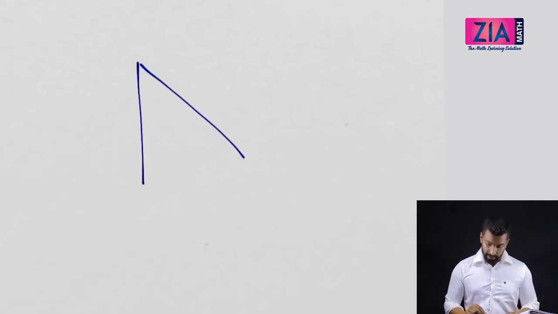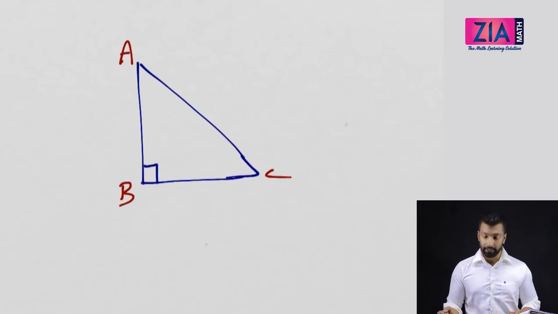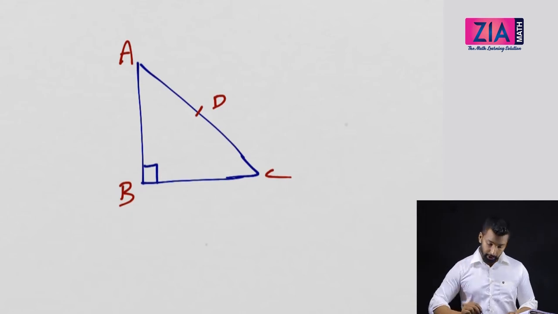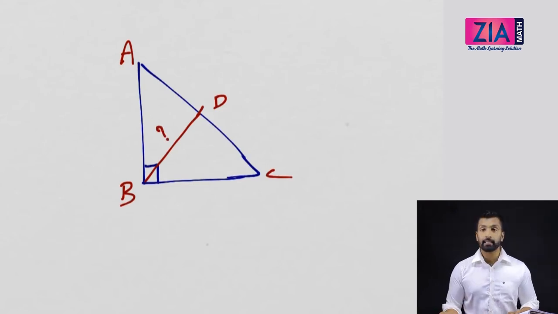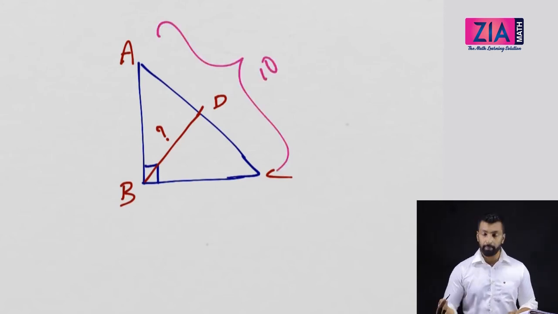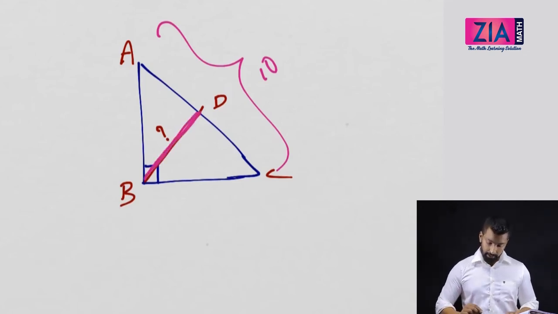It was like this. You have a right angle triangle ABC. D is the midpoint of AC, and they asked for the length BD. AC is given, whatever it is, maybe let's take it as 10. Whatever it is, it is not important for us. The property that we have learned is what we are going to use here. So what is the length BD that is asked, right?